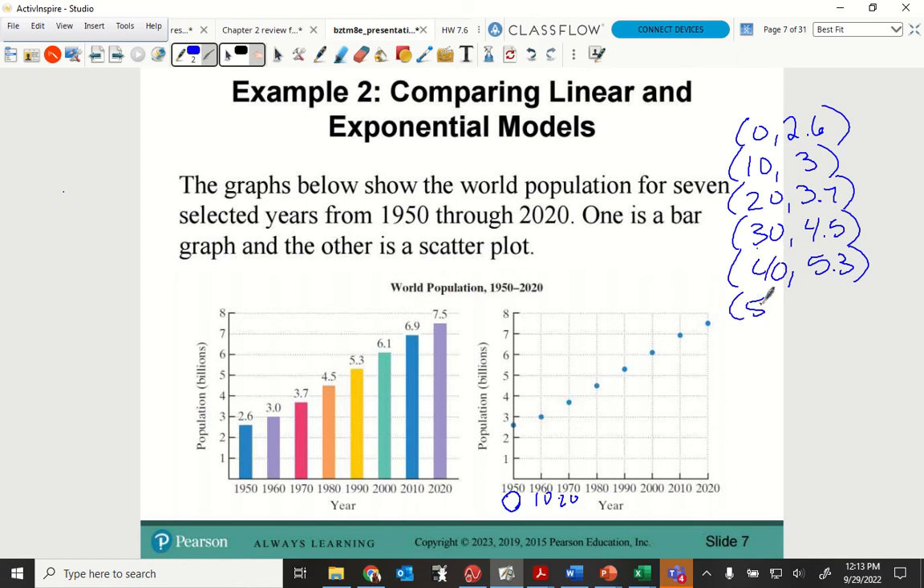Next one is 50. What do you think 50 is going to be? 6.1. 60. 6.9. And 70. What is it? 7.5. Where do you think all these numbers are coming from?